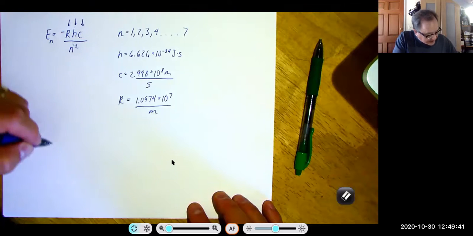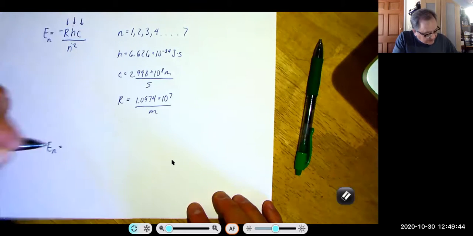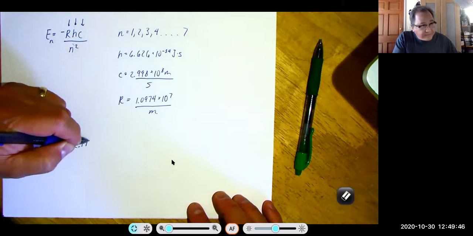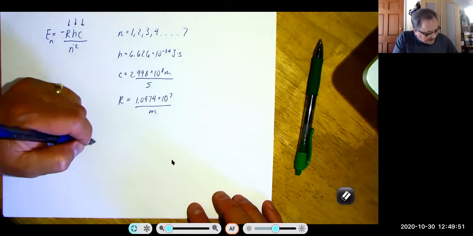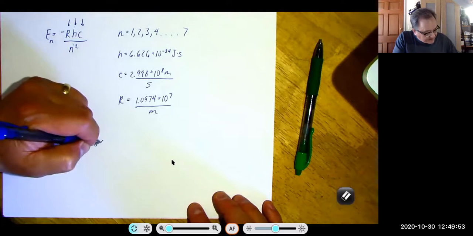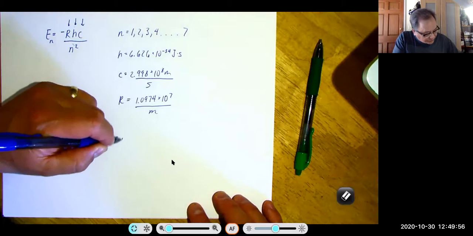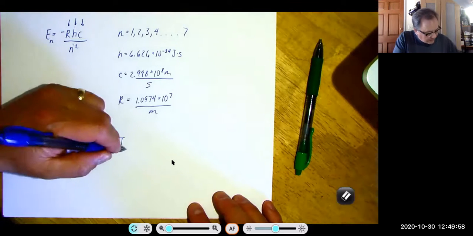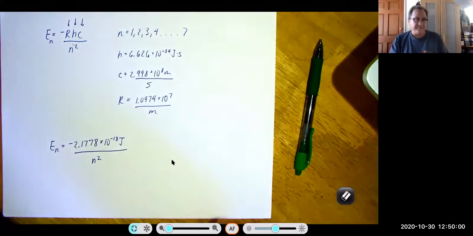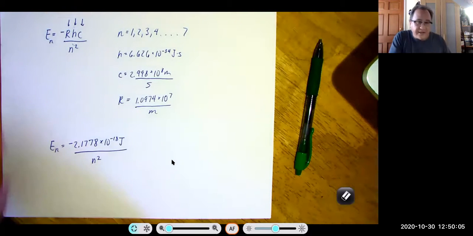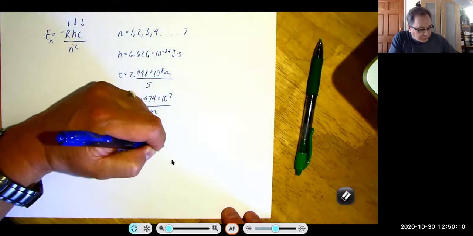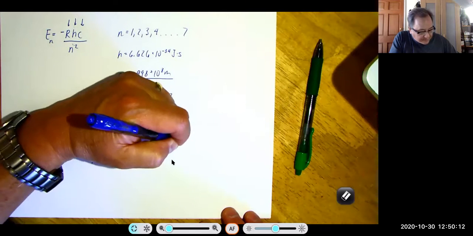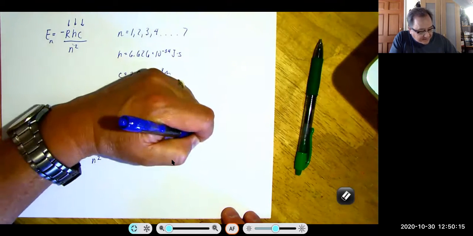So you can write that the energy of the nth level is negative 2.177-something, I can't remember what, 8, I think, times 10 to the minus 18 joules over n squared. So that's the energy of an electron in a particular orbit. So the energy of the electron in the first orbit is negative 2.1778 times 10 to the minus 18 joules.